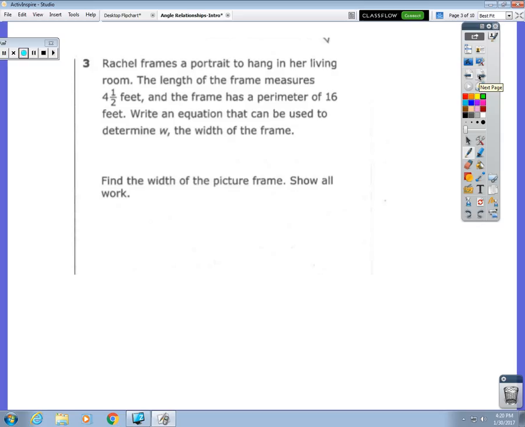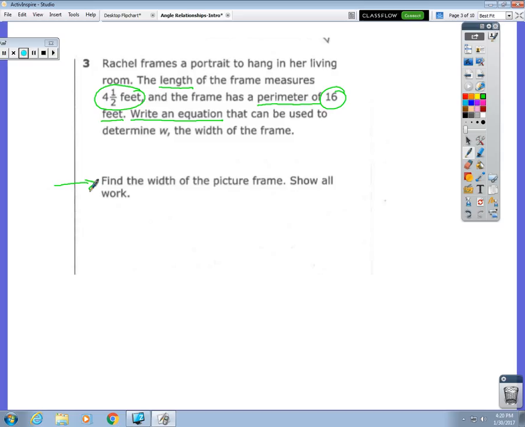We go on to number 3. Rachel frames a portrait to hang in her living room. The length of the frame measures 4.5 feet, and the frame has a perimeter of 16 feet. Write an equation that can be used to determine W, the width of the frame. Find the width of the picture frame, show all work.